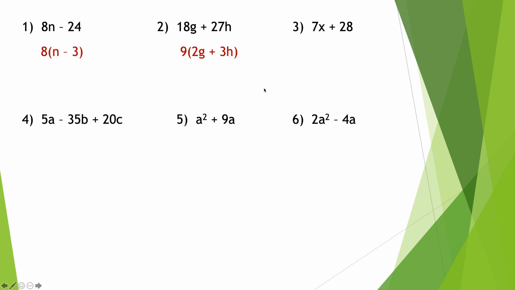Okay, number 3, I look for what they share in common. They share 7 in common. Let's see if I'm right. 7 times x is 7x. 7 times 4 is 28. Sure, and 28 divided by 7 is 4, of course.